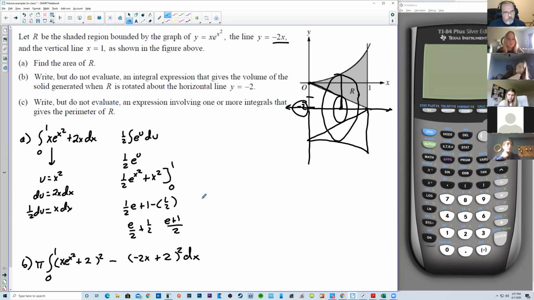Letter C. Right, but do not evaluate an expression involving one or more integrals that gives the perimeter of R. Let me erase all this junk here.